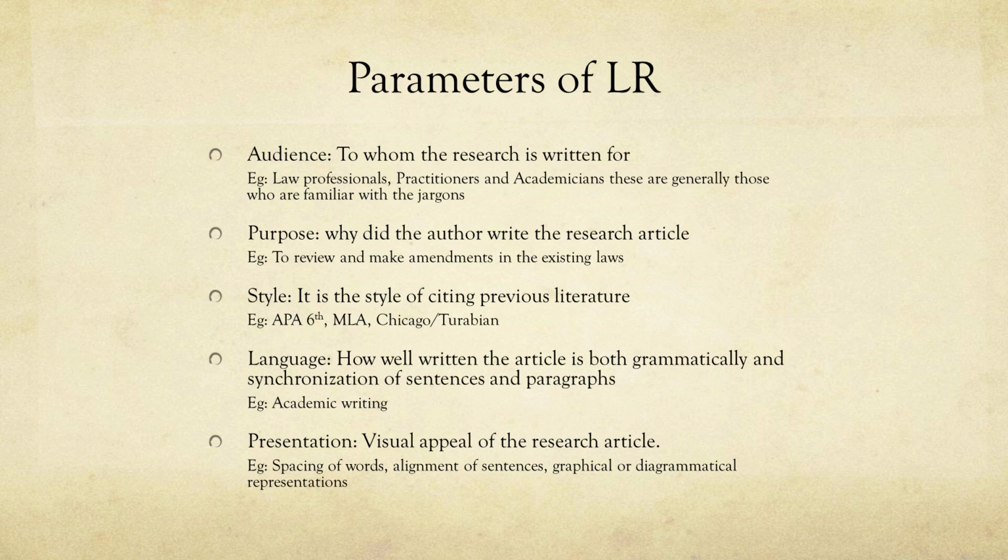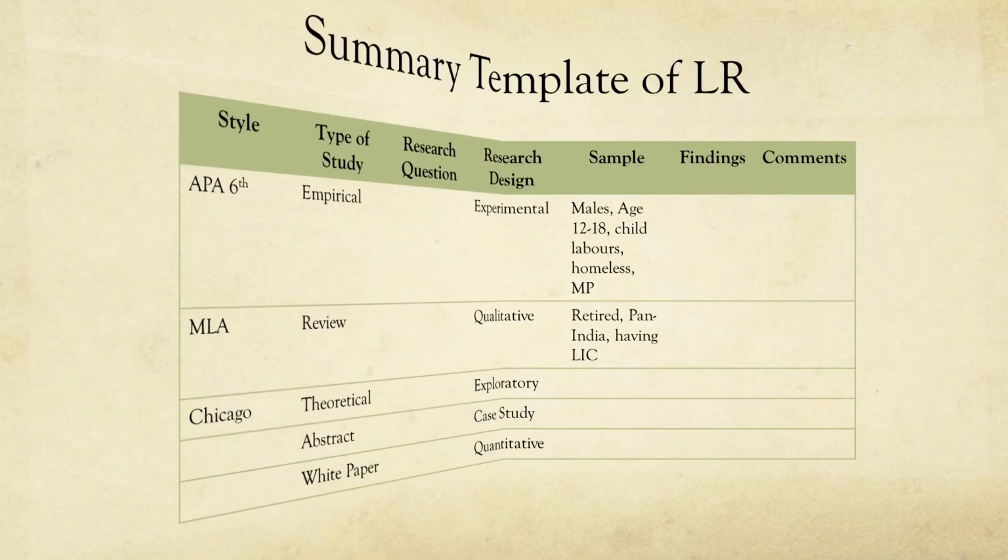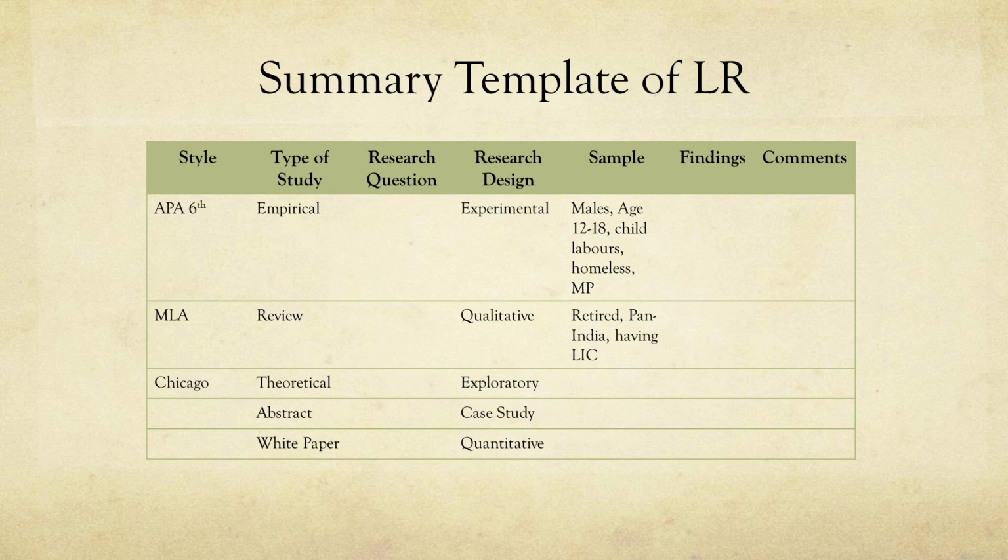Now moving on to the next slide. This is a template that I've included which tells you how do you actually summarize all the literature. So you've searched the keywords, you get thousands of research papers, articles, white papers in that field. How do you actually make a template in a short form so that you're able to analyze it? This is how you can do it. You can include these columns: style, type of study, the research questions that are there in those studies, the research design, the sampling that has been done, the findings of those study, and finally your comments based on that paper.